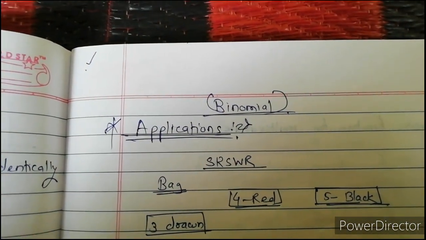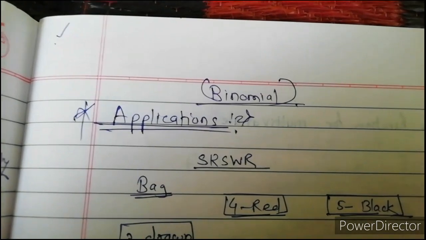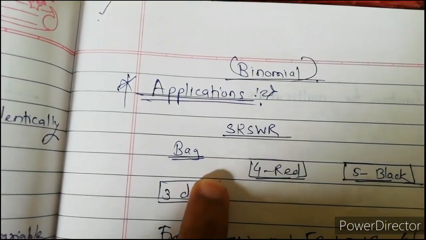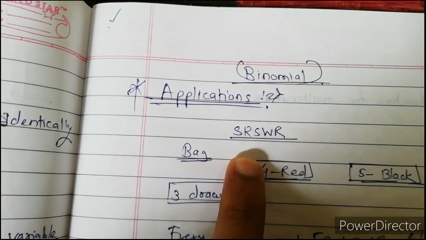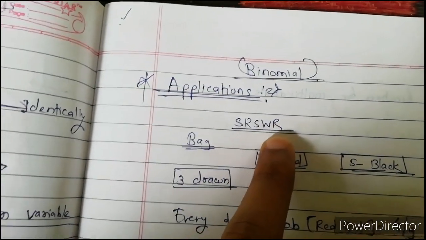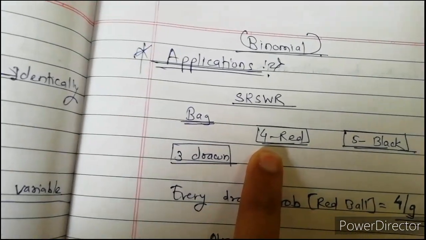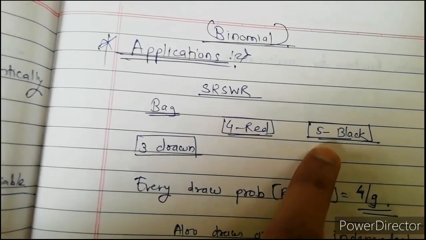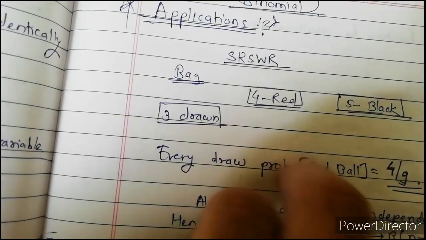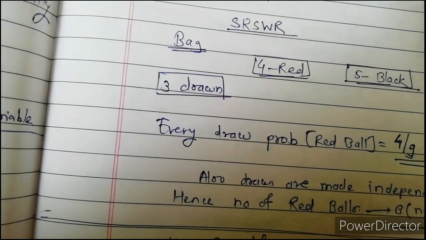Now after all this, we have to focus on the applications. What are the applications of the binomial distribution? First of all, the binomial distribution is easily applied in the case of simple random sampling with replacement. To understand this, consider an example: a bag containing 4 red balls and 5 black balls. Three balls are drawn from the bag using simple random sampling with replacement. Then we have to calculate the probability of a red ball.